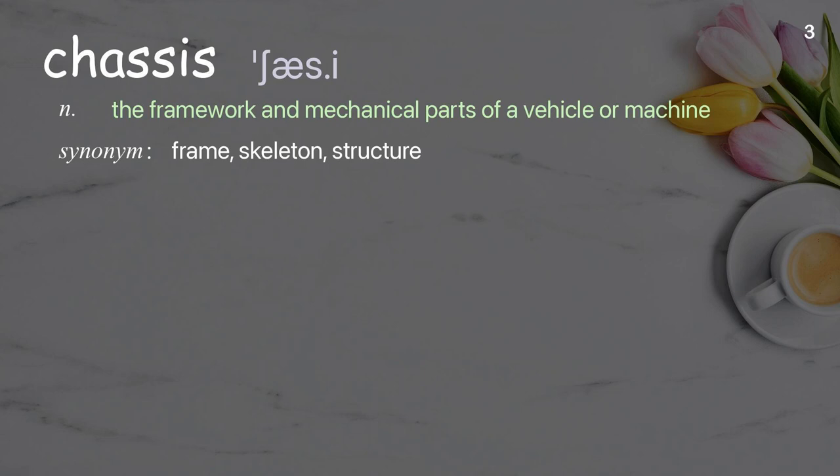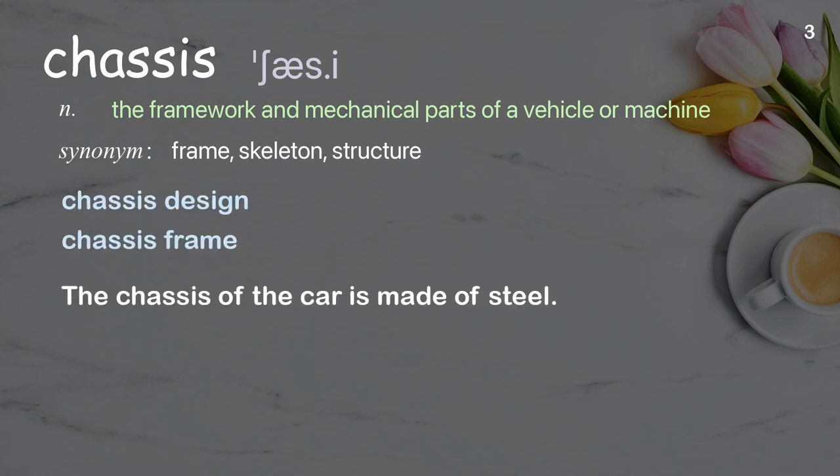Chassis. The framework and mechanical parts of a vehicle or machine. Examples. Chassis design. Chassis frame. The chassis of the car is made of steel.